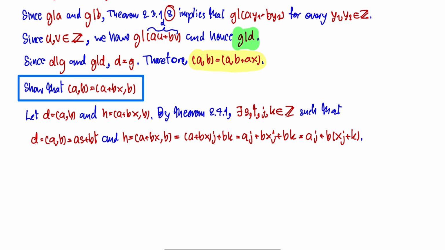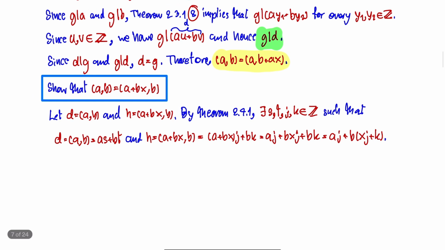So what do we have to do next? The next thing we have to do is to try to show that D divides H. Okay, try to show that D divides H. So we want to start with, since D is the greatest common divisor of A and B, what do we have? D divides A and D divides B.